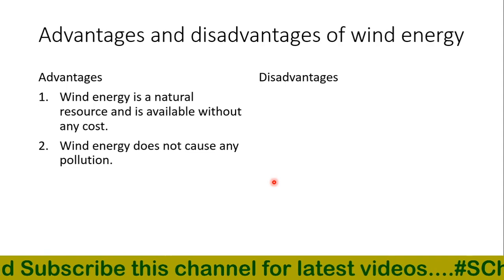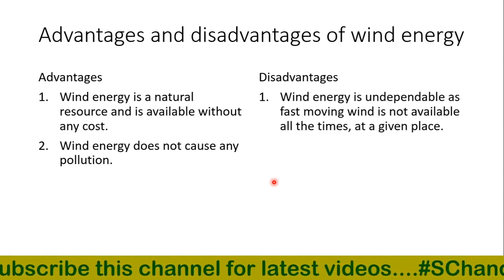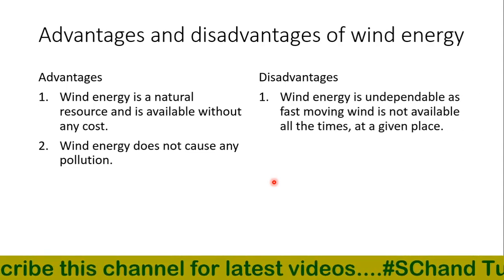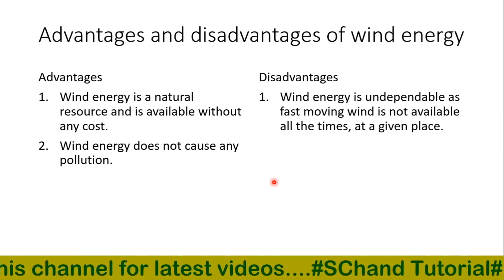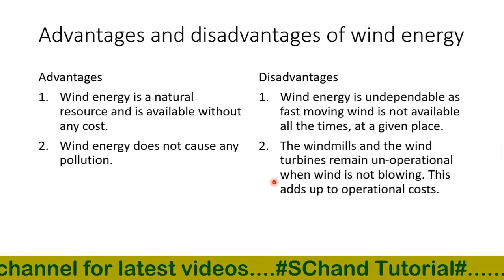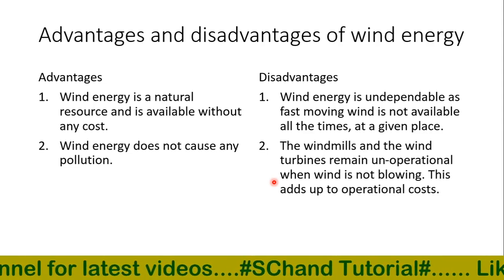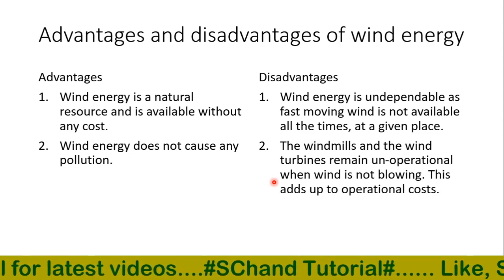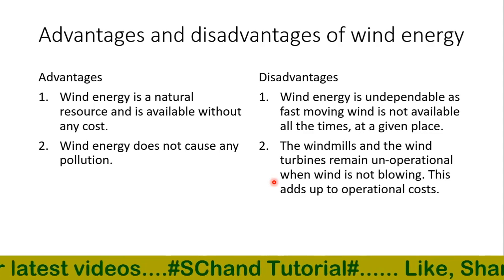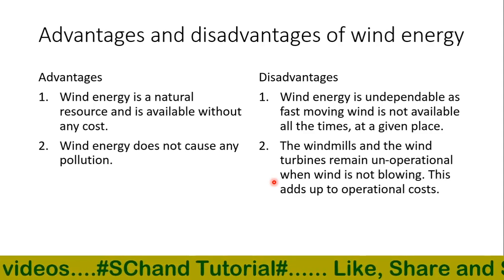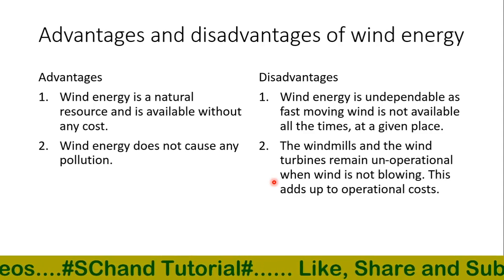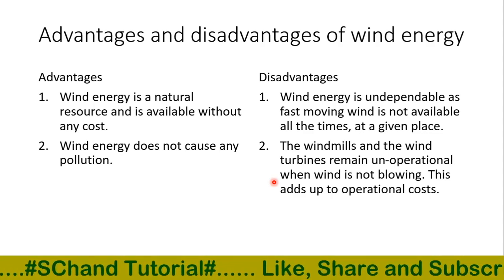What are the disadvantages? Wind energy is undependable, as fast moving wind is not available all the time at a given place. This is one of the major drawbacks, you can say. Then the windmills and the wind turbines remain unoperational when the wind is not blowing, so this adds up to the operational cost also. When it is not used for a long time, it can cause various effects to the windmills.